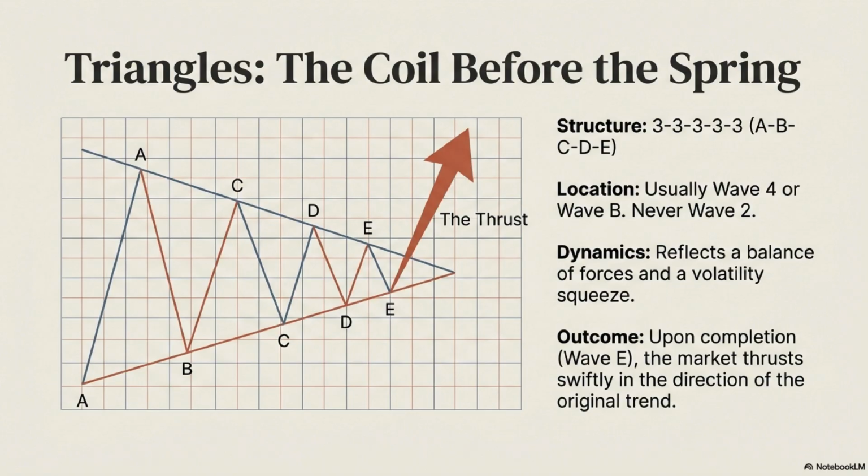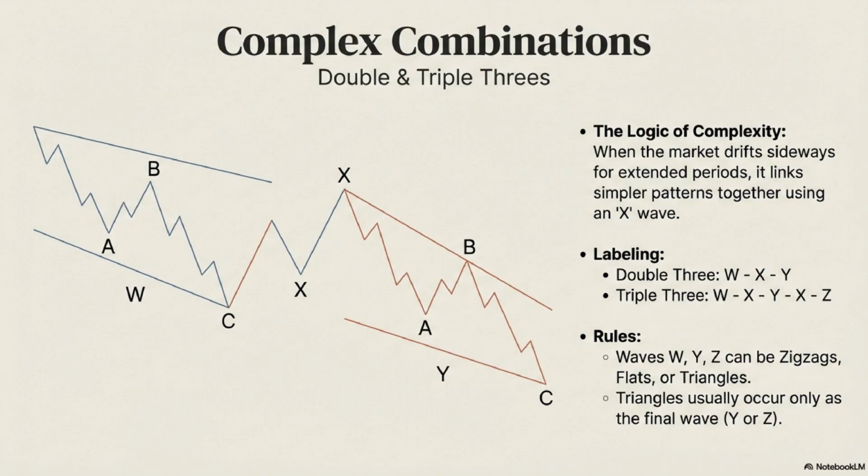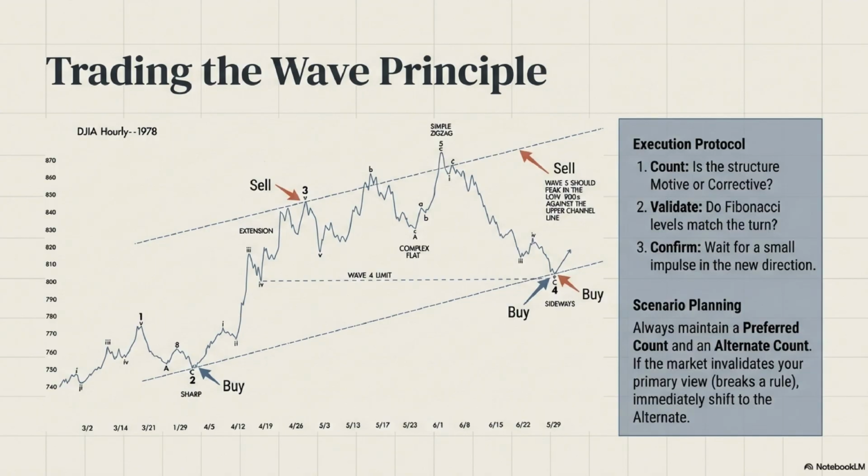Complex corrections, Wave WXY. Sometimes corrections become complex. When multiple corrective patterns connect, they form a WXY structure. This does not mean the market is broken. It means the market is absorbing time and volatility. When in doubt, stay patient and respect the structure.